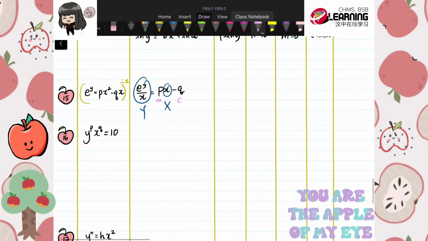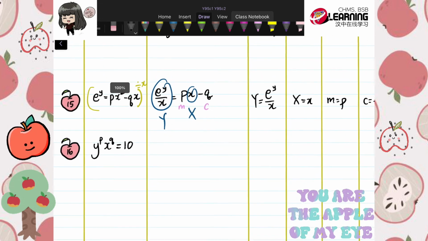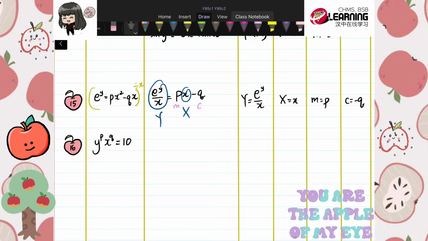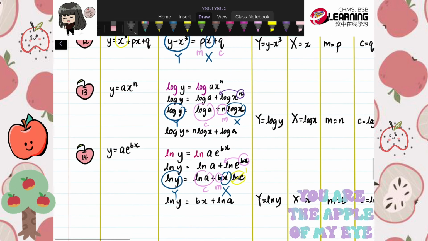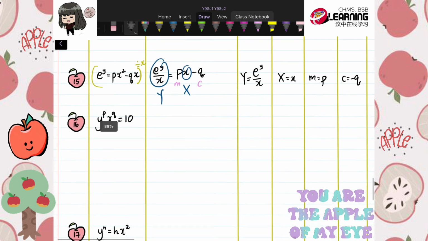So Y equals ey over x, and X equals x, M equals p, C equals negative q. Okay, e is not a constant. e is considered as exponential, just like your log. So you allow log ln e in your X and Y. Right?